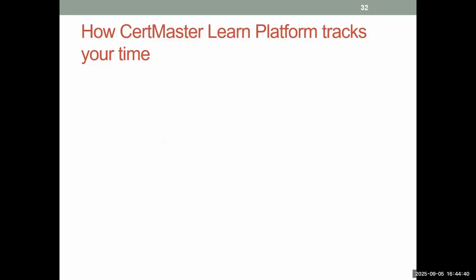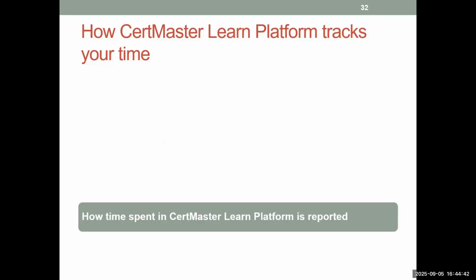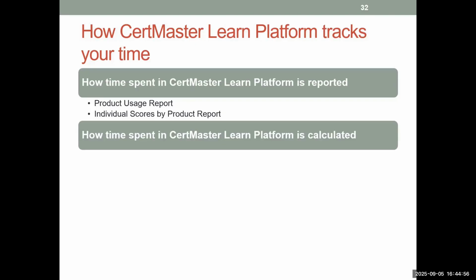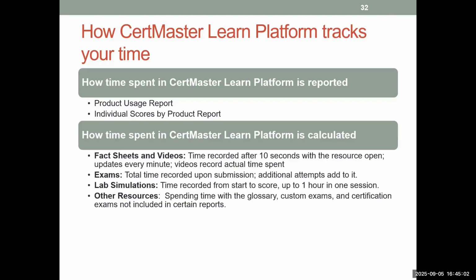Cert Master platform does calculate how much time you spend, and it's a little tricky. So in order for the time that you spend to actually be recorded, you have to make sure that you actually hit the submit button, or else I guess it just goes into the ether. So again, they report your product usage and your individual scores. And this is how they do it.